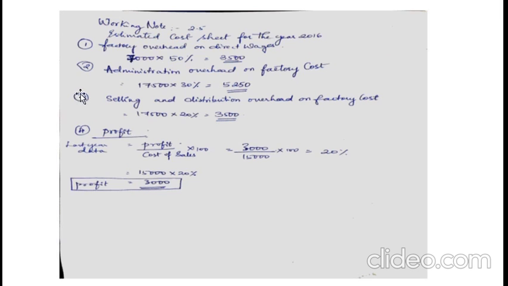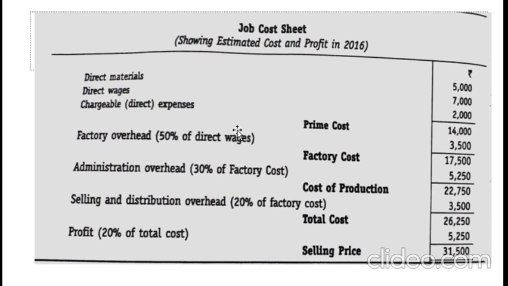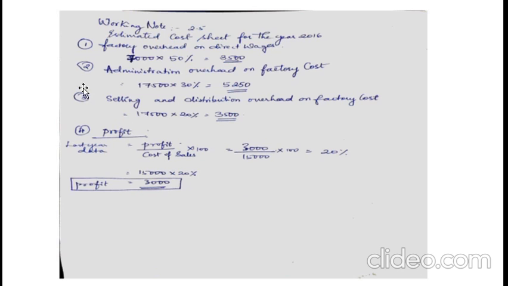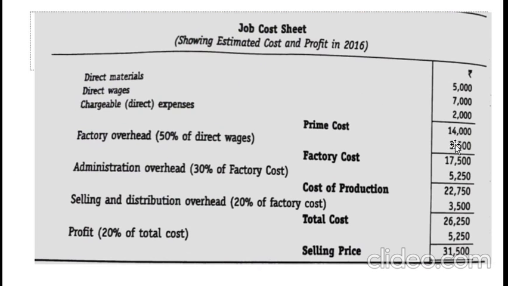So now here 7,000 is your current year's direct wages. You can see on this current year direct wages they have told 50%. So 50% of 7,000, that is 7,000 into 50%, will give you 3,500. And the next is the total of your prime cost plus factory expenses, which will give you your factory cost, which is 17,500.